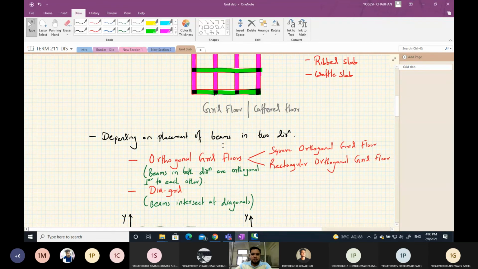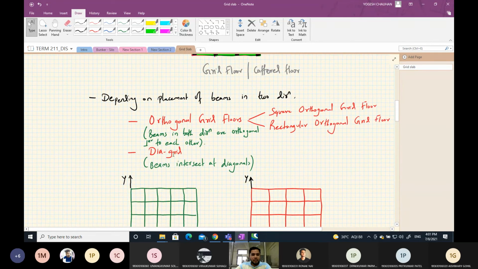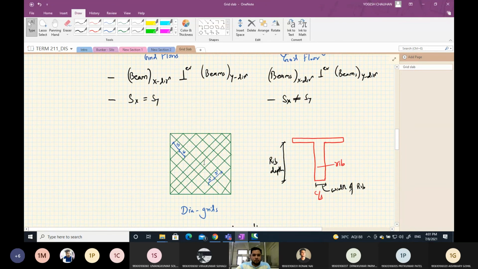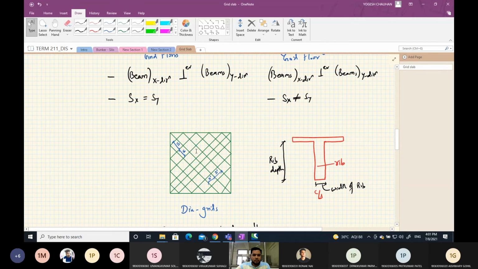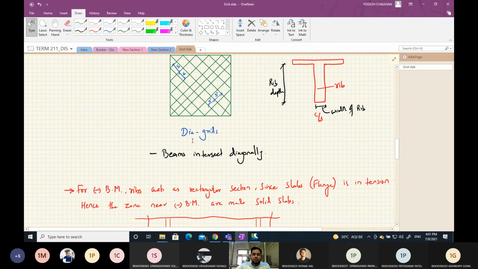Depending on the placement of the beams in two directions, we can have orthogonal grid floors or diagrids. In orthogonal grid floors, the beams in both the directions are orthogonal, meaning perpendicular to each other. If the spacing in both the directions is the same, then they are square orthogonal grid floors. If the spacing in both the directions is different, then they are rectangular orthogonal grid floors. In diagrids, the beams intersect diagonally. So this figure shows the plan of diagrids.